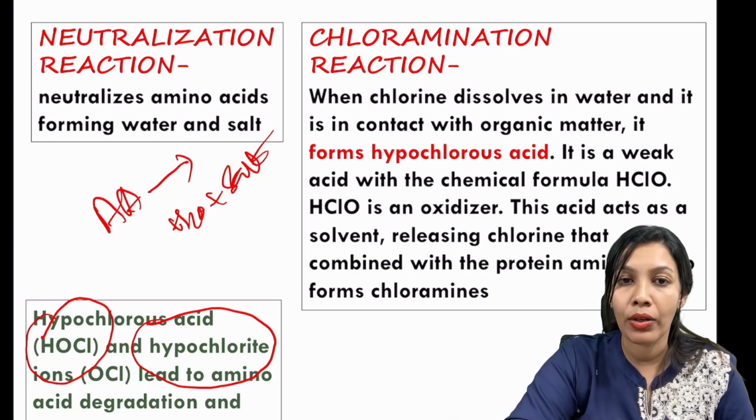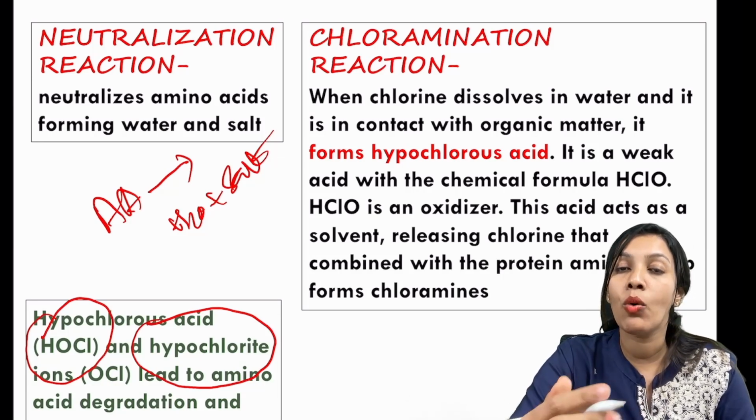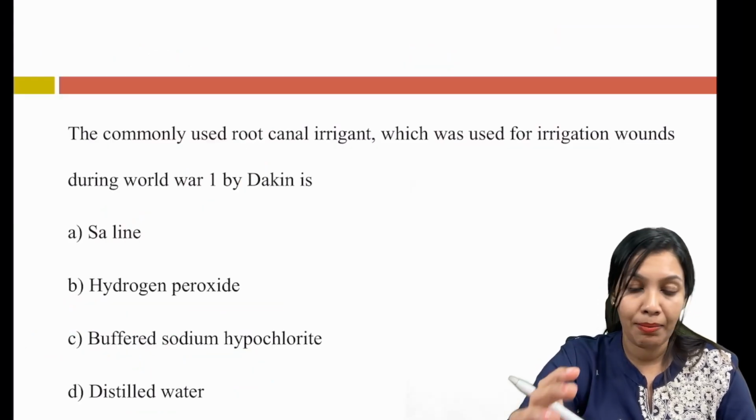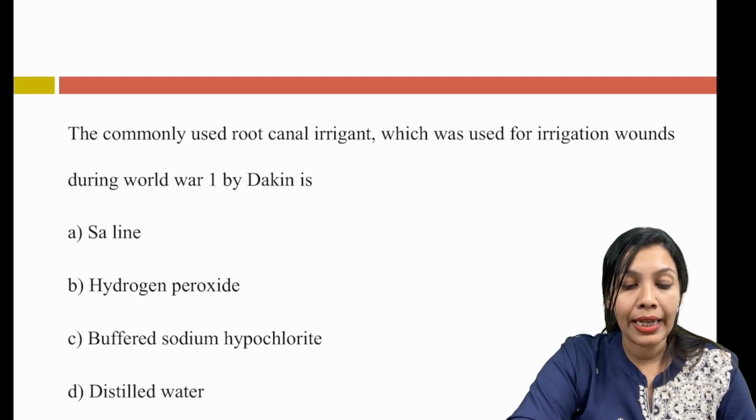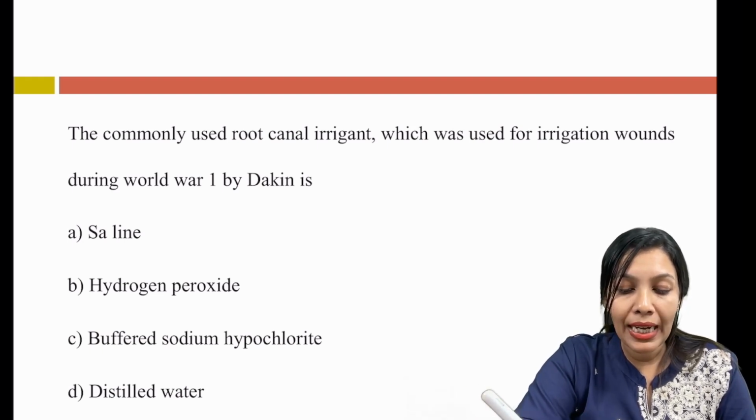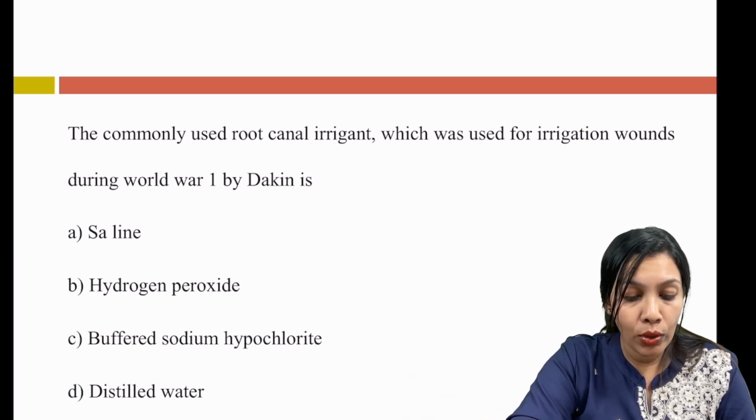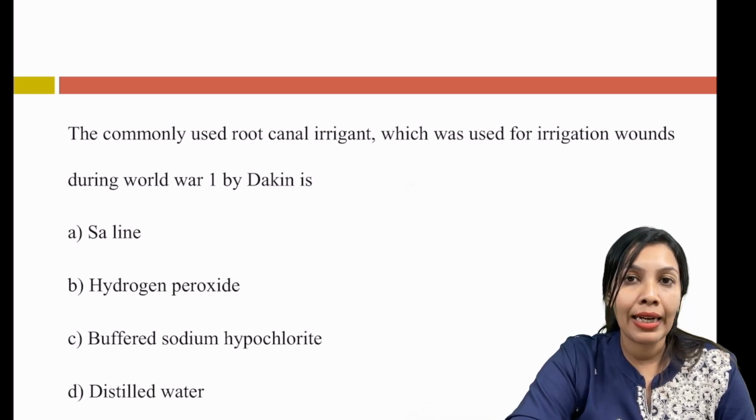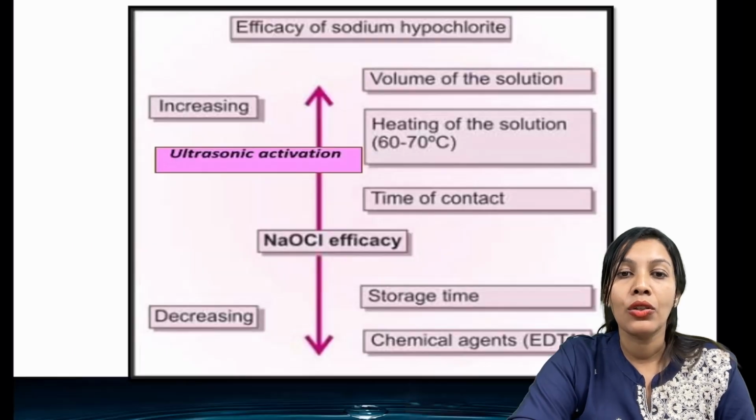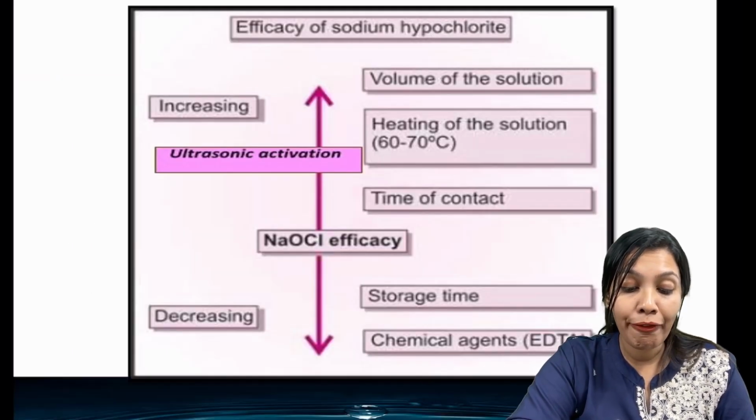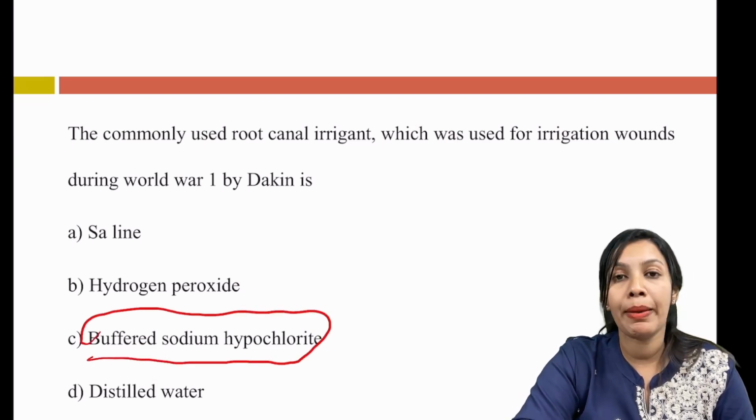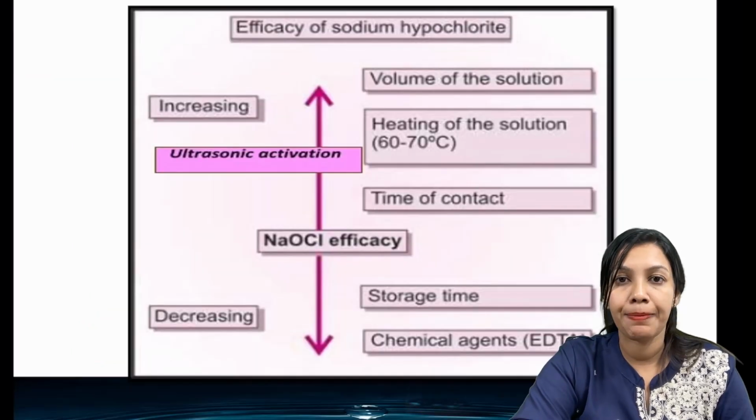That is very important. Hypochlorous acid, HOCl, is stronger when compared to the hypochlorite material. So the question is: the commonly used root canal irrigant which was used for irrigating wounds during World War I by Dakin. So you know that Dakin solution is sodium hypochlorite, that is buffered sodium hypochlorite. That is very important. It is the buffered sodium hypochlorite with bicarbonates.